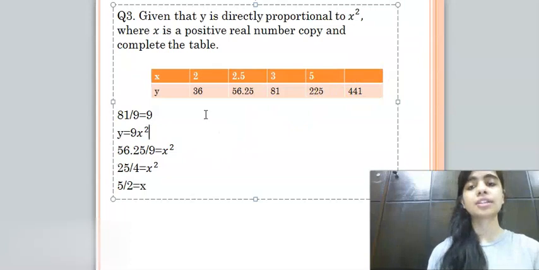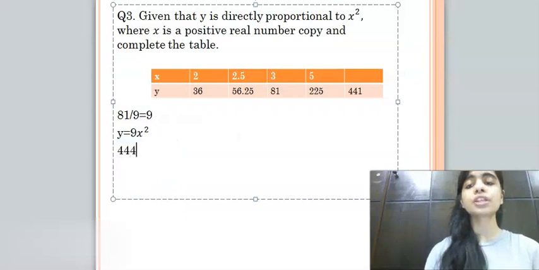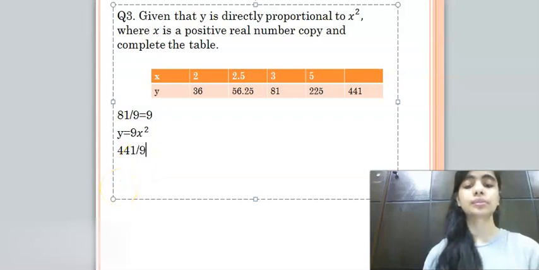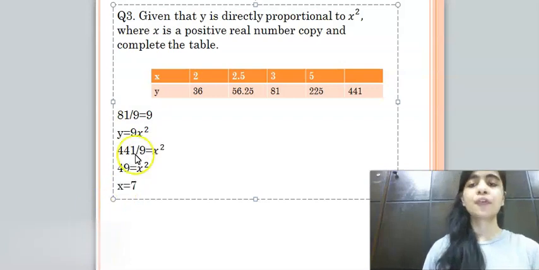Let's work out this as well. Okay, so we will use the same equation. Now in this case, our y value is 441. So this will be 441 divided by 9 is equal to x square. So 441 divided by 9 is 49. So 49 is equal to x square.